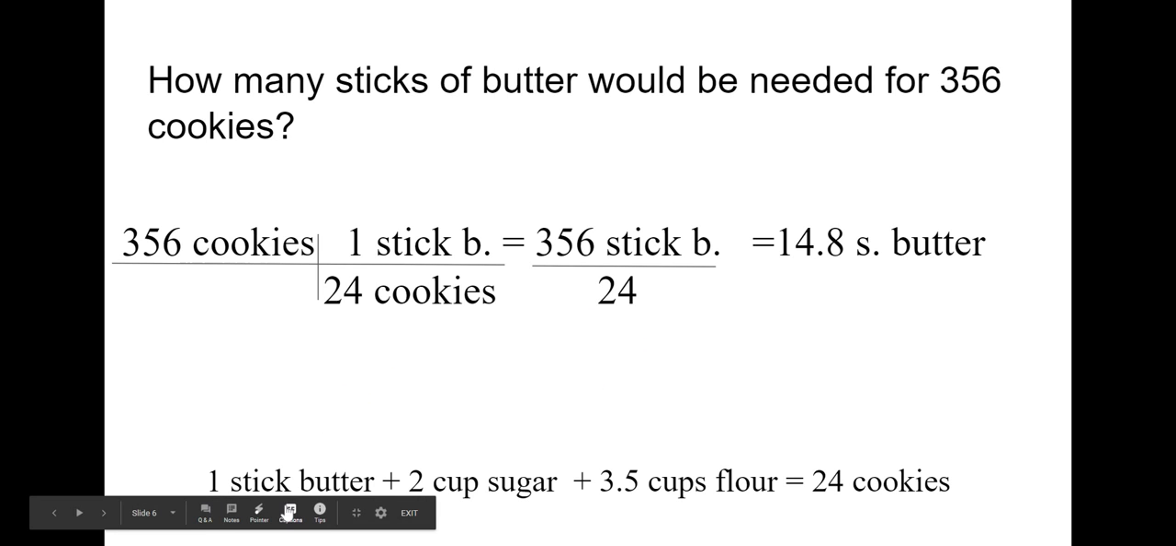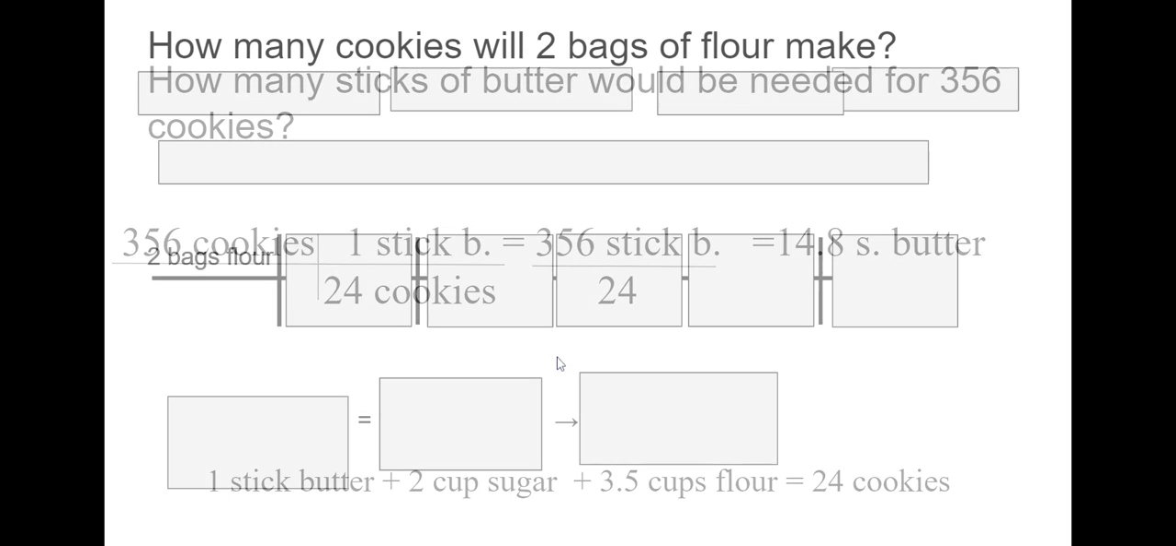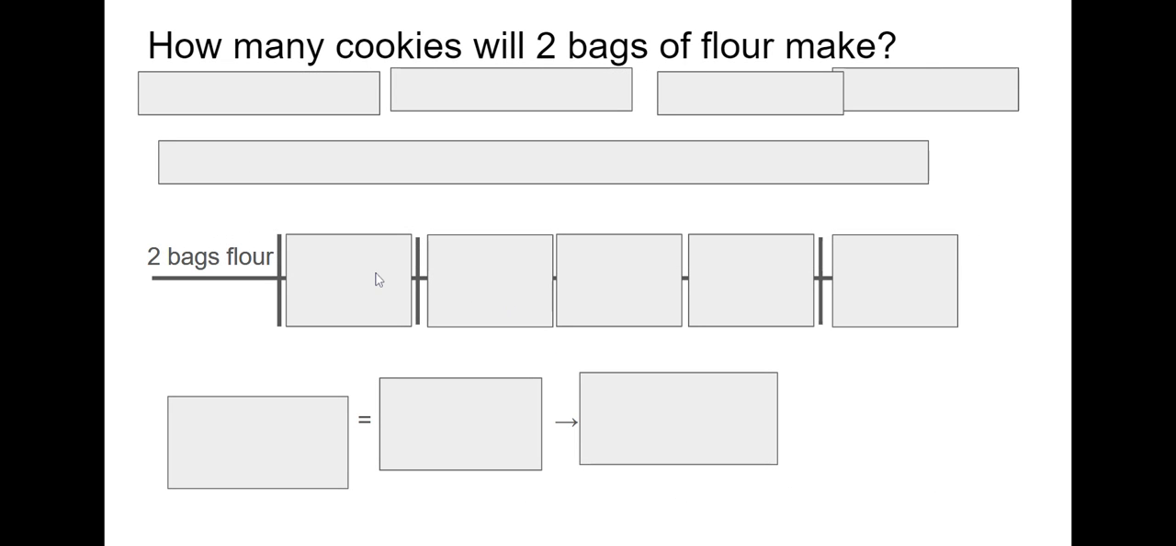Once again, here you can see, here's my 1 stick of butter for every 24 cookies, and there's that ratio. It's following the same rules of dimensional analysis as always. The cookies are diagonal from each other. I always multiply across, divide at the end. Now, how many cookies would 2 bags of flour make?